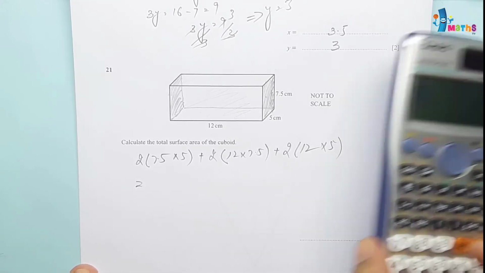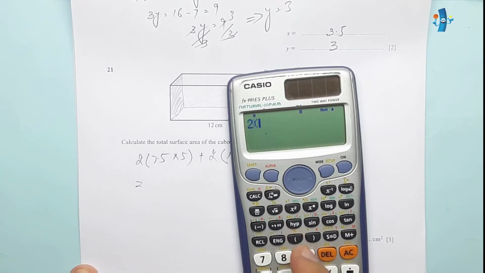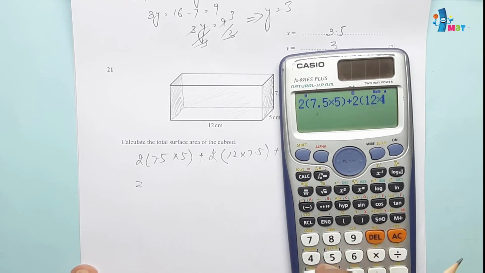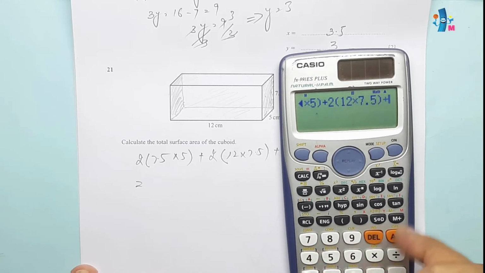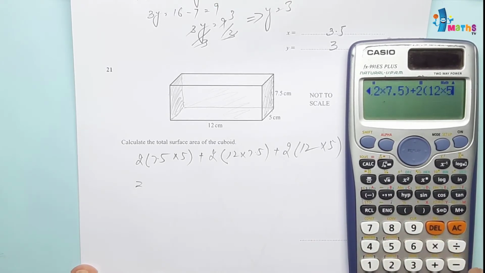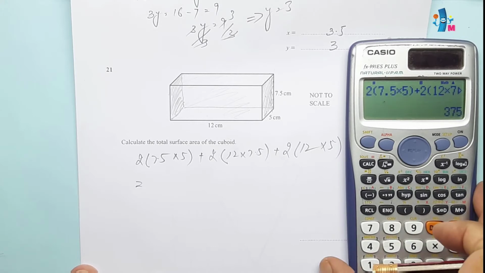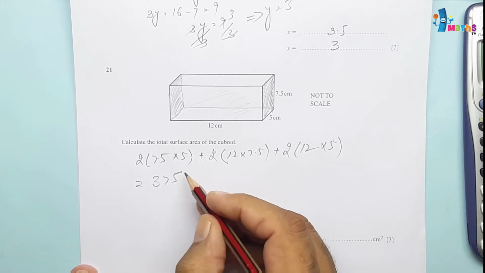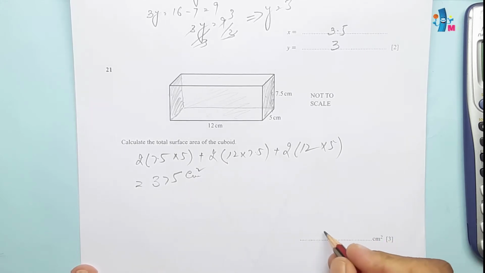Now we can calculate this. 2 into 7.5 multiplied by 5 plus 2 into 12 multiplied by 7.5 plus the last term, 2 into 12 multiplied by 5. This is equal to 375 centimeter square. So we can write here 375.